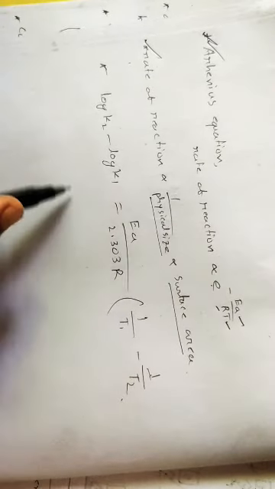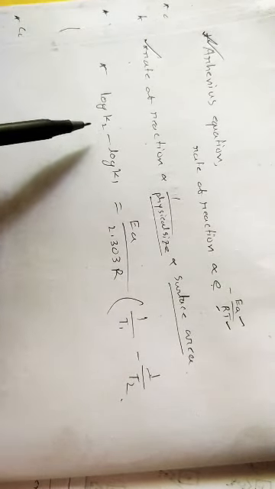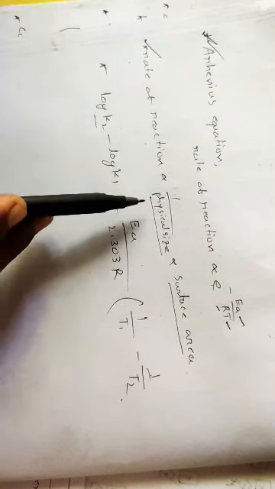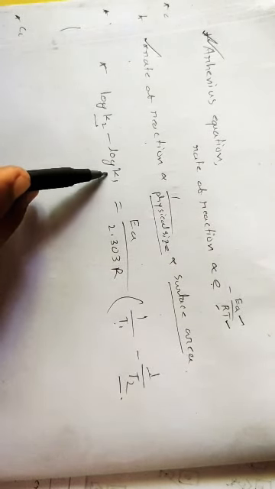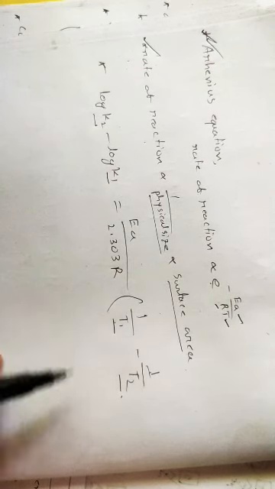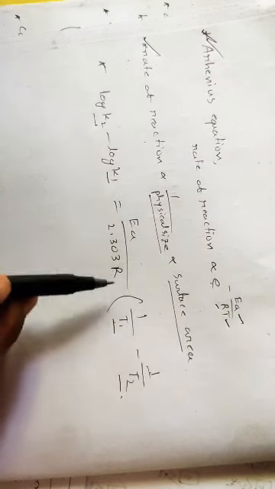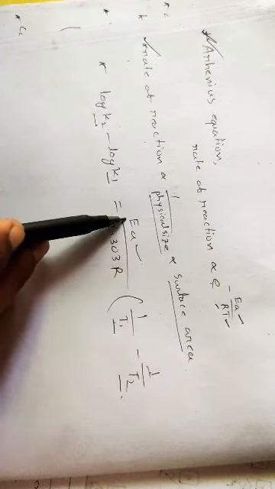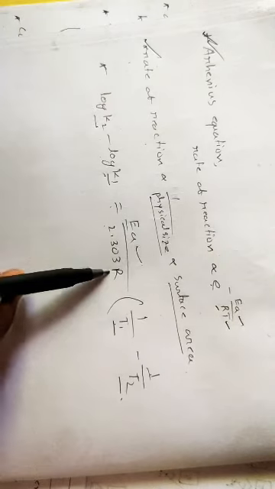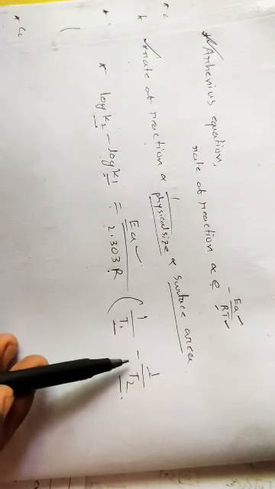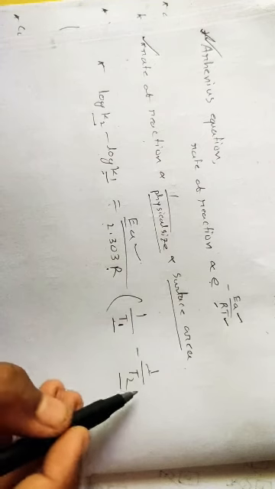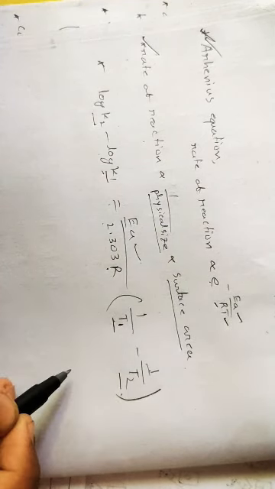Then for a reaction, if the rate constant is K1 at the temperature T1 and K2 at the temperature T2, then the relation with the activation energy EA is: log of K2 minus log of K1 equals EA by 2.303 R into (1 by T1 minus 1 by T2).